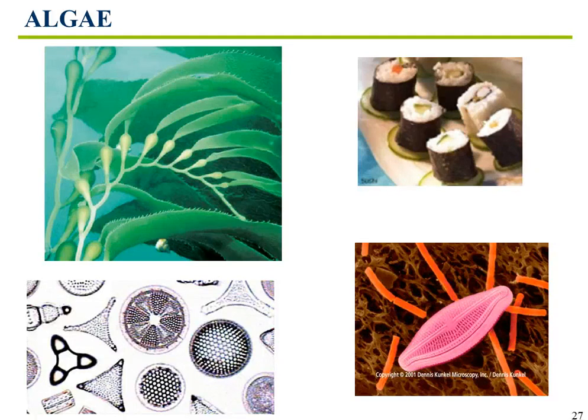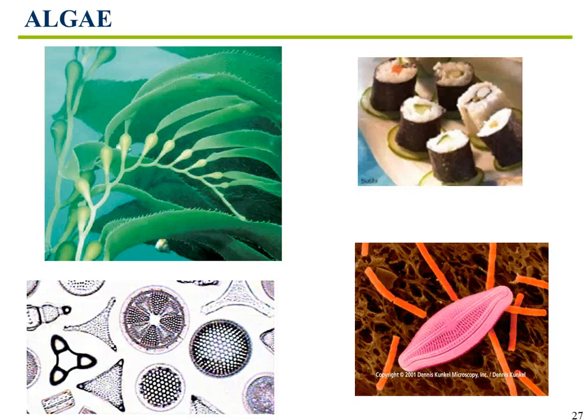The algae. I'm not going to talk about them except fleetingly. They're not big causes of disease, but I did want to mention a couple things related to them. Look up here at sushi at the top right. You've probably had sushi. The wrapping of sushi is algae. Nice view of algae at the bottom right. You've got a pink algae surrounded by orange bacteria. Diatoms, these little beautiful glass-like arrangements of algae you see at the bottom left.